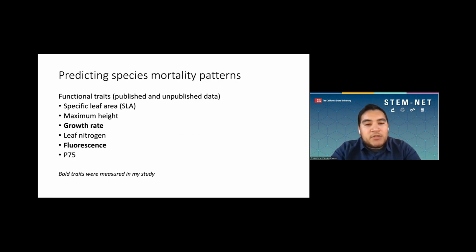To predict these species mortality patterns, we took measurements from many functional traits from published and unpublished data, as well as some that we measured on our own. Some of the traits that we measured were specific leaf area, which is ratio of leaf area to leaf dry mass. We also measured maximum height. We measured growth rate, which is height change over time, leaf nitrogen concentration, fluorescence, and P75, which is loss of productivity at 75%.